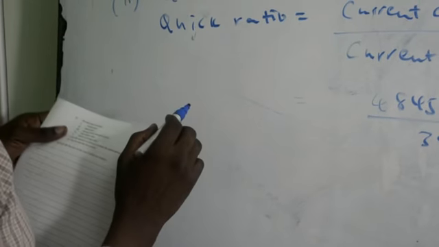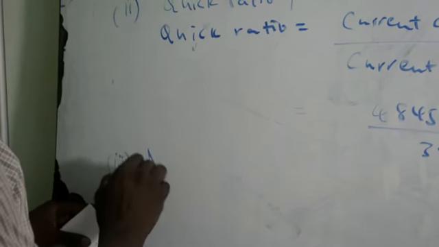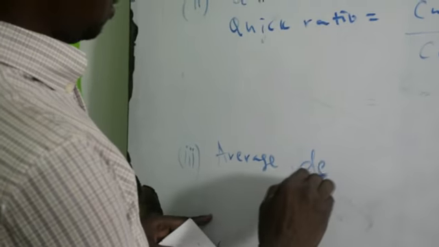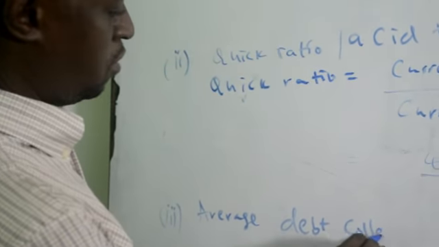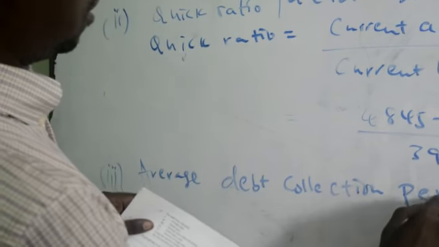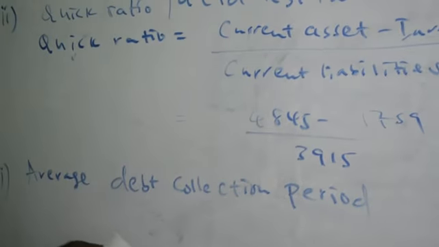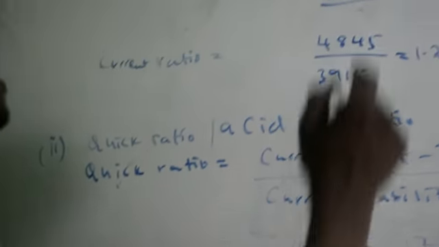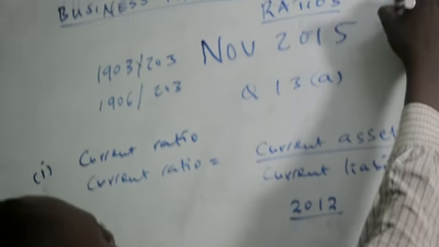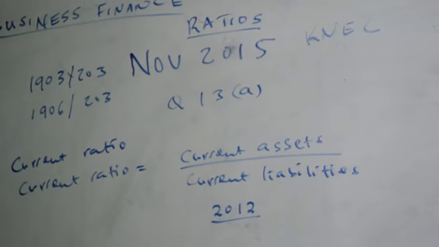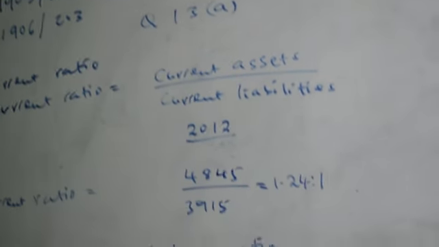So next we have average debt collection period. So we have average debt collection period. Now how do we get this one?